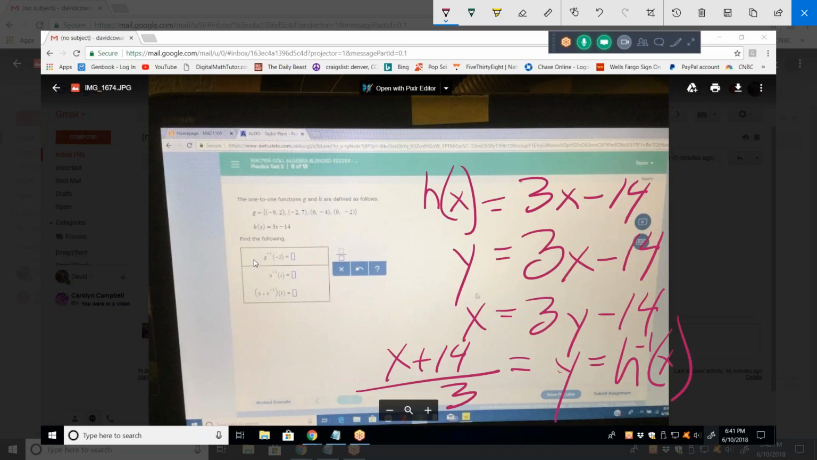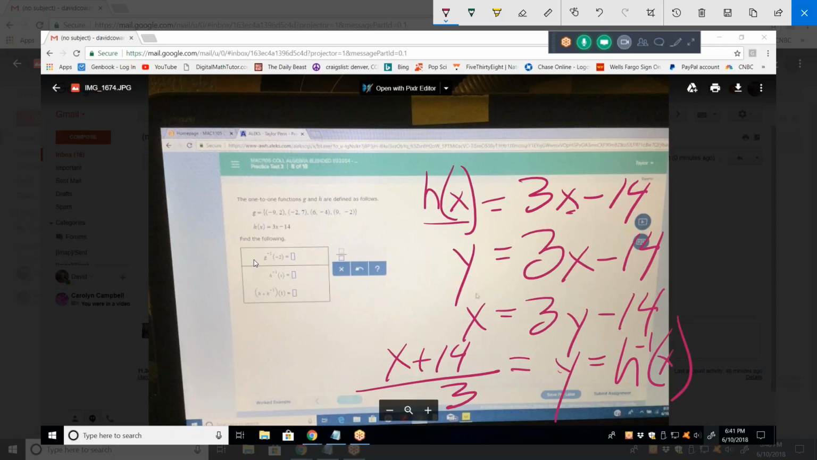Well, I wouldn't really have to introduce y. It's just that most people, that's what they remember. You just switch the x and the y and you solve for y. I could switch h of x with x and solve then for h of x, which would then be h inverse of x. So I don't have to introduce the y. It's just people remember it a little bit more easily.